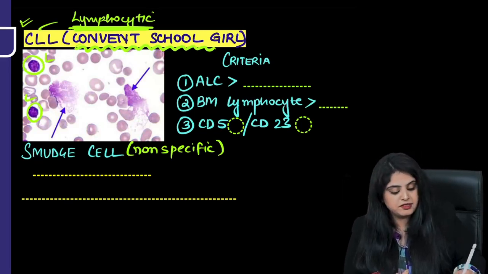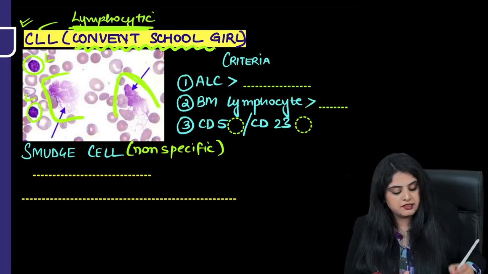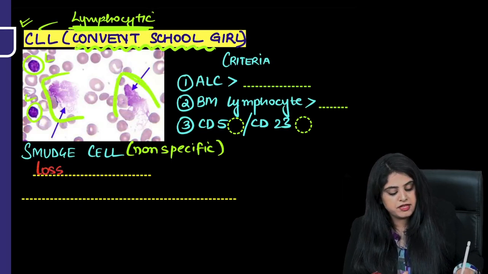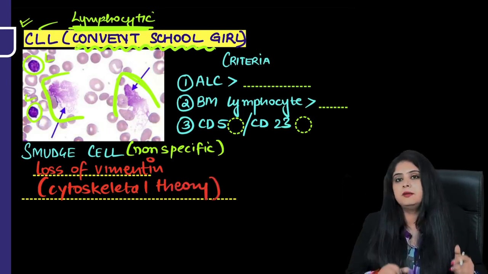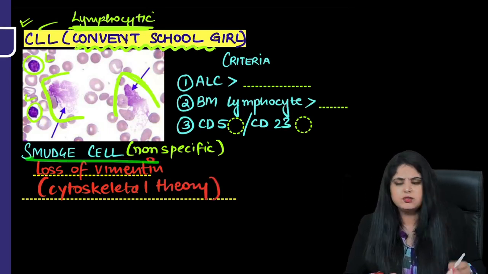But why are cells breaking off like this, ma'am? The cells are breaking off like this because they have lost a very important molecule. There is loss of vimentin. This theory is known as the cytoskeletal theory. Their backbone has gone. That is why they are breaking. So this is non-specific. So this is not the criteria.